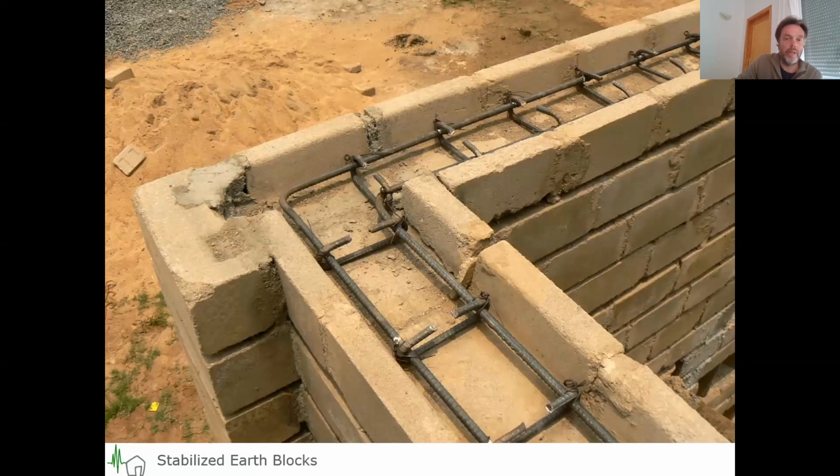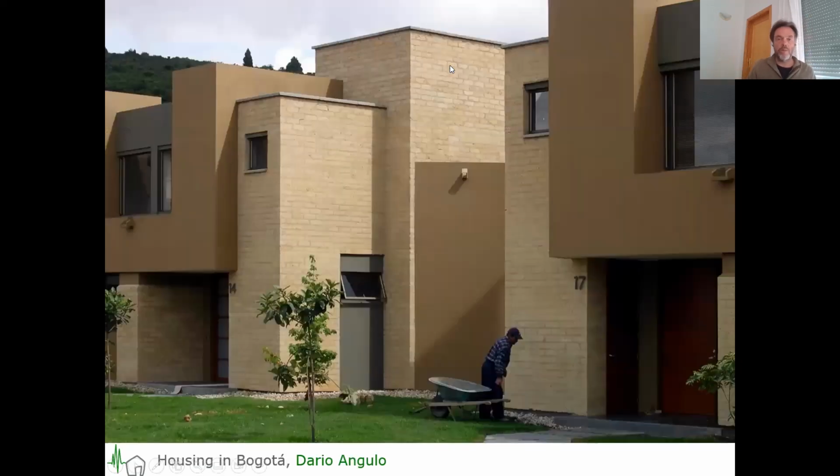This is the school I built in India myself with stabilized earth blocks. Very easy to make earthquake resistant, but it is mainly earth, and we used quarry dust as a waste product as replacement for sand and just a little bit of cement. And then the next step is design.